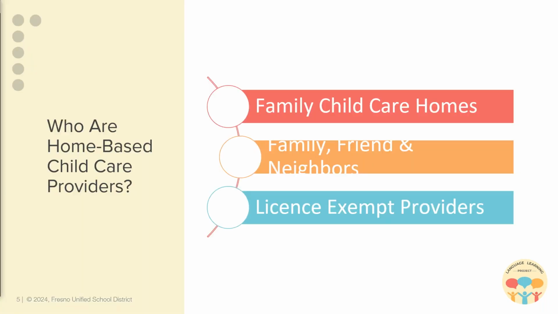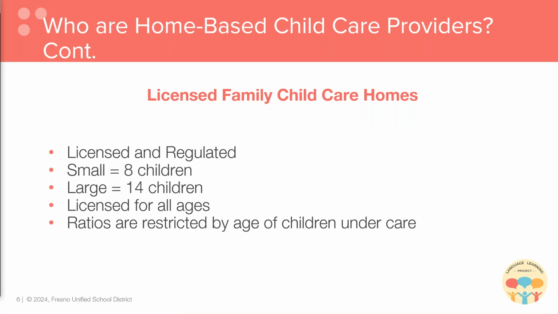So when we say this term, we talk about family childcare homes, family, friend, and neighbors, and licensed exempt providers. Licensed family childcare homes are licensed and regulated by the Department of Social Services Community Care Licensing Division, and there are small licenses and large licenses, and while these providers are licensed to take care of all ages, their ratios are restricted by the age of the children that they have under their care.